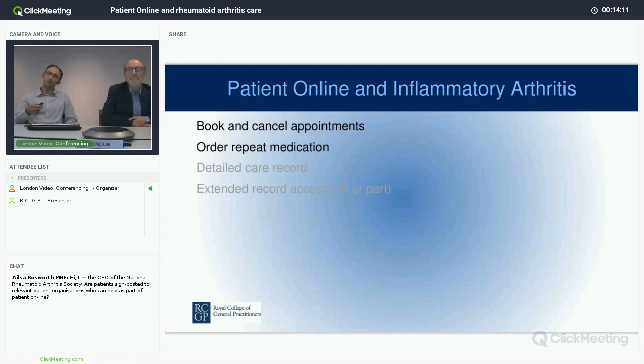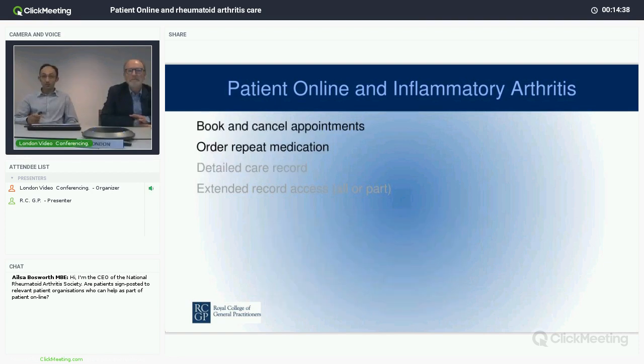So we're going to look at how patients can use patient online for inflammatory arthritis. We know that inflammatory arthritis is over 400,000 people in the UK that suffer with rheumatoid arthritis, approximately 100,000 with psoriatic arthritis. So it is a significant condition, and often these patients have got complex medical histories. They've got complex medical regimes.